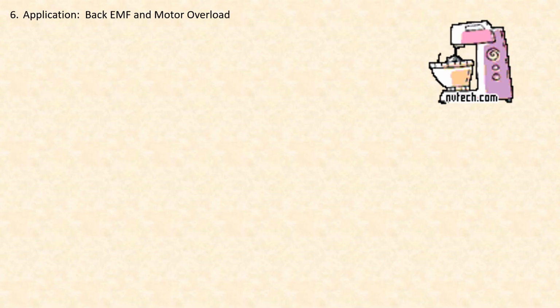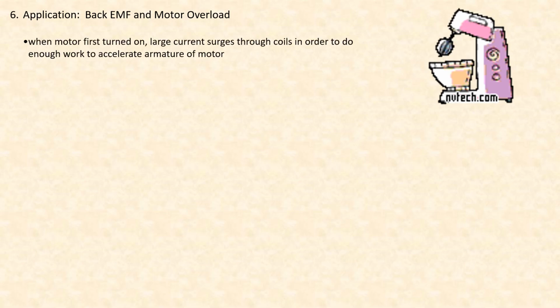We are now going to look at a very important application of electromagnetic induction. This is sometimes referred to as back EMF, and see how this can lead to a condition often called motor overload. So if you think about any kind of appliance that makes use of an electric motor, when that motor is first turned on, a large current surges through the coils in order to do enough work to accelerate the armature motor. Remember that that armature motor is starting out at rest and has a lot of inertia, so you need quite a bit of energy to be able to change its state of rotational motion.